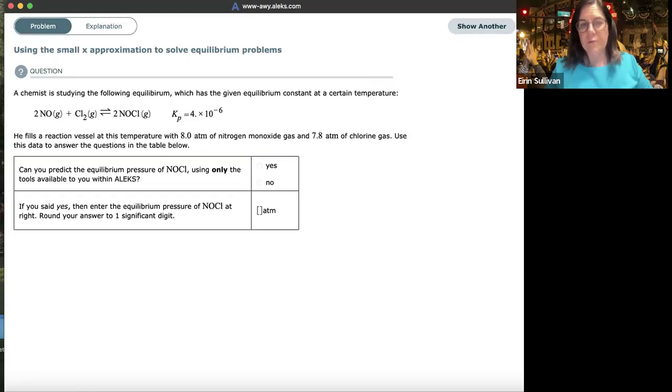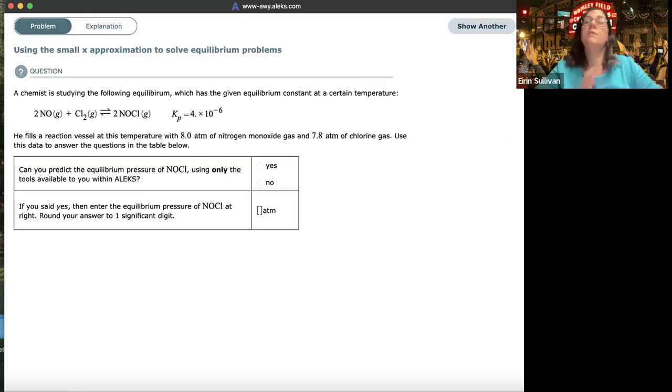Using the x is small approximation to solve equilibrium problems. A lot of the time, the value of x you're going to end up solving for is going to be really, really small. And a lot of the time, you're going to end up with something on the denominator of your equilibrium constant expression where you're subtracting that x away from a number that is quite a bit bigger than it in terms of orders of magnitude.